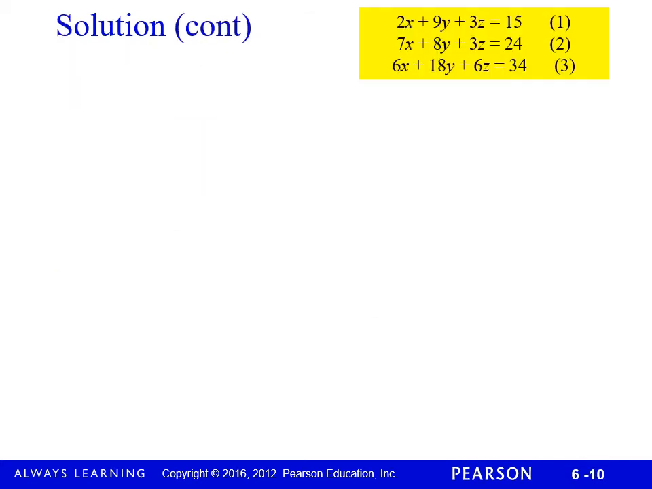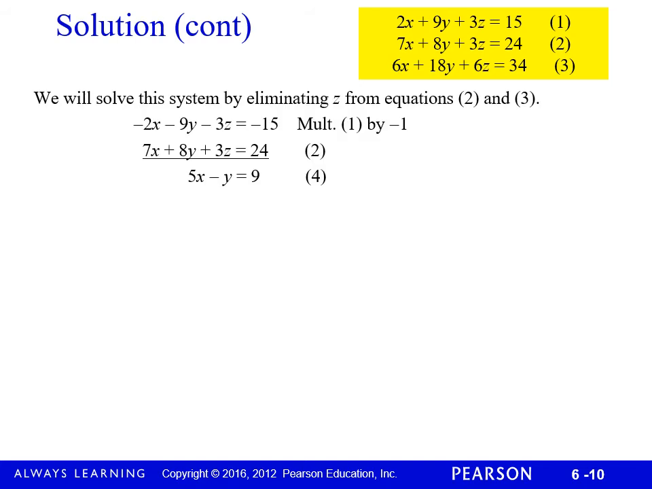So here are our 3 equations. Now we need to solve them. So again, we want to eliminate one of the variables from 2 of the equations. And when I look at these, I would pick z because notice that z has coefficients that are all multiples of 3. So that makes it probably one of the easiest ones to get rid of. Okay, so we're going to eliminate z from equations 2 and 3.